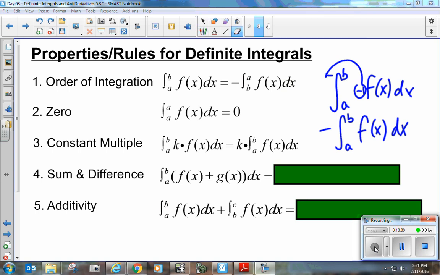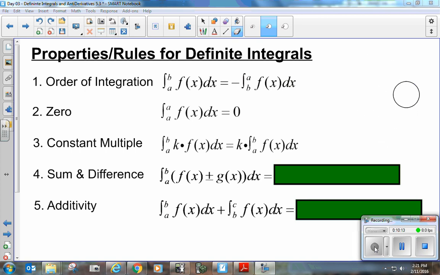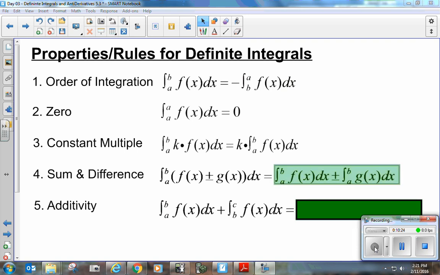All right. Sum and difference. Same exact rules apply. If I'm adding and adding, I'm not subtracting. But if I'm adding and subtracting different terms with only plus and minuses between them, I can take the integration of those terms individually and keep a plus and minus between them. Same thing with derivatives. Okay?